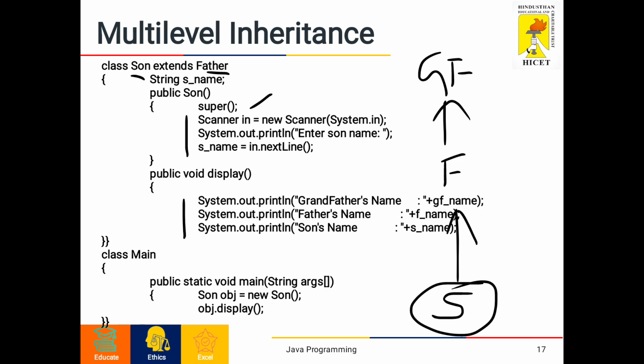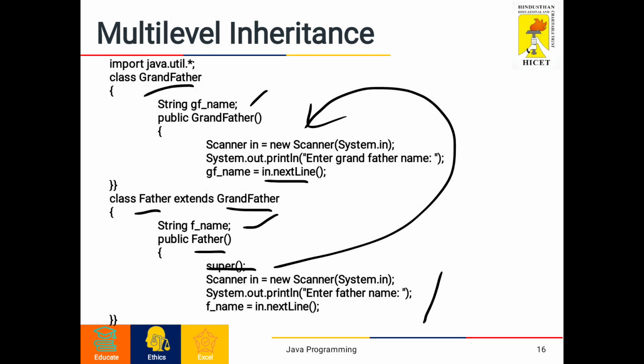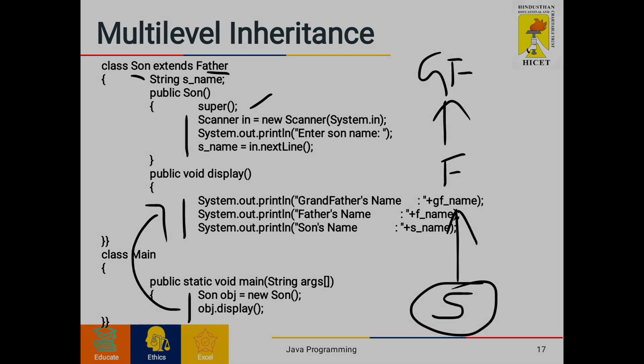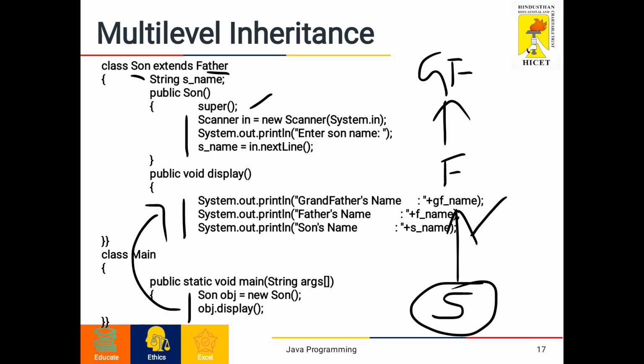So the display method will be printing all the names of grandfather, father and son. As I said before, for son we have created an object. With this object we are going to call the display method. All the data members are declared as default. That's why we are able to access and print the details from the son itself. If it is declared as private, it cannot be accessed. Since it is declared as default, we can access all these data members. Why? Because all these data members are extended and available in son.